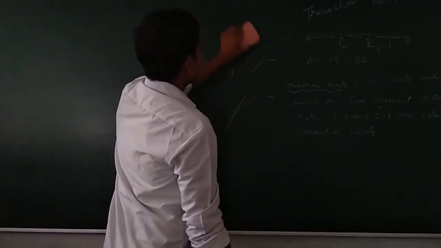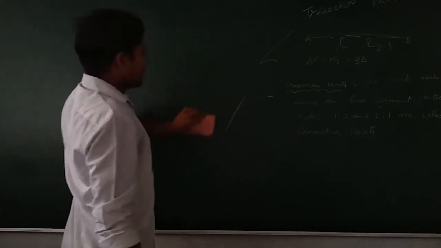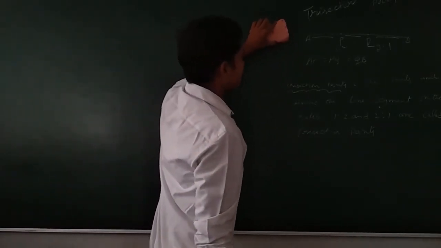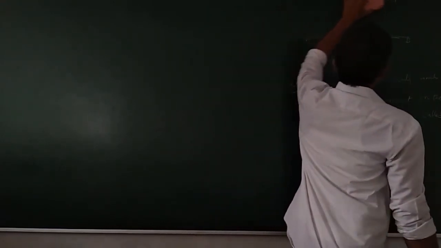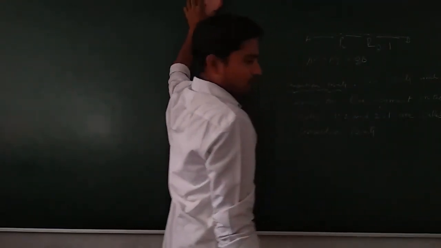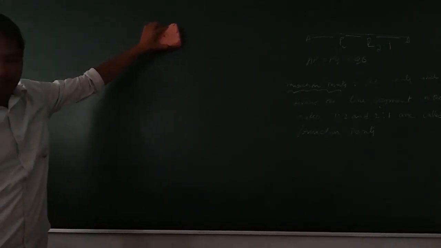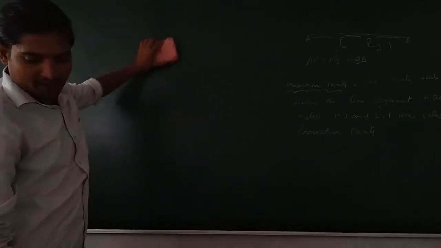Now, P(x, y), A(x1, y1), B(x2, y2). Then P divides AB in the ratio x1 minus x is to x minus x2.